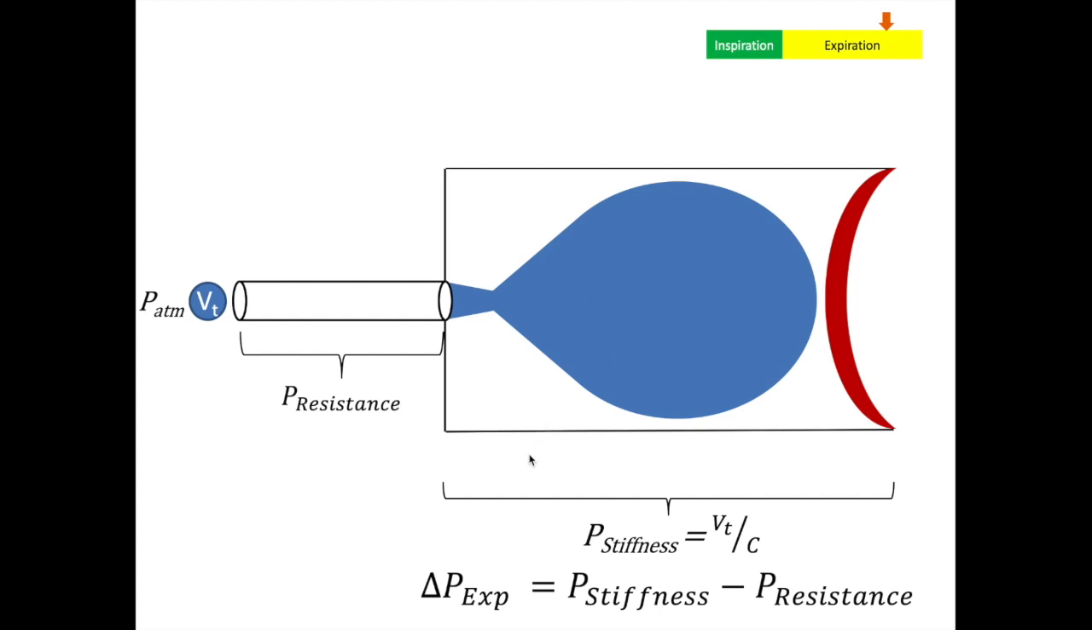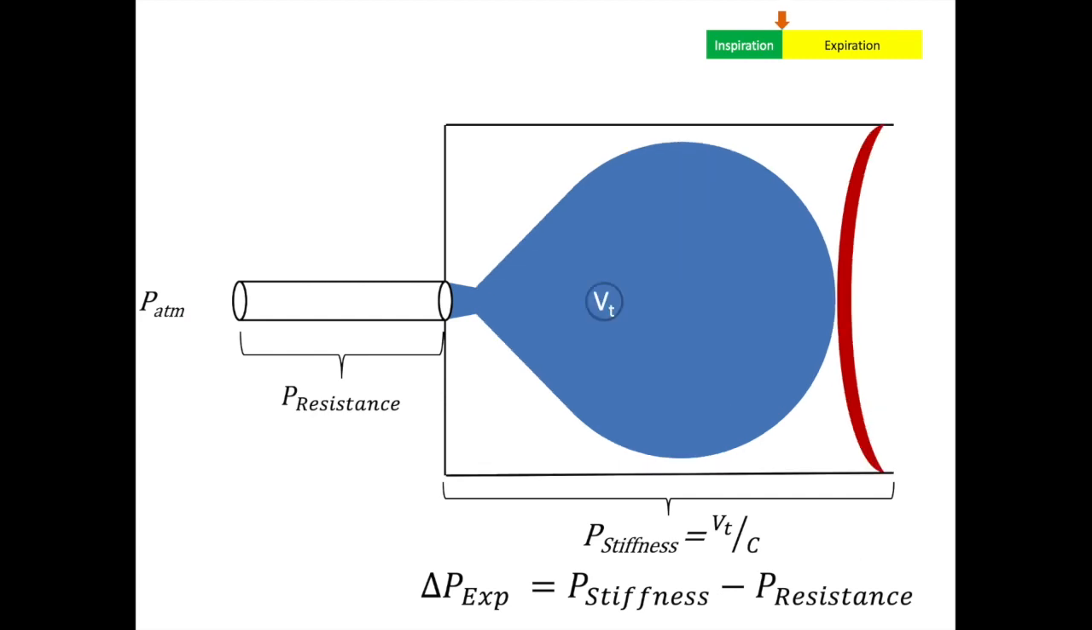So you'll see that in people with COPD, they can't breathe out sometimes just passively. They have to flex their abdominal muscles, or they have to flex their intercostal muscles in order to actually breathe out, because this stiffness pressure is not enough to overcome this increased airway resistance pressure.